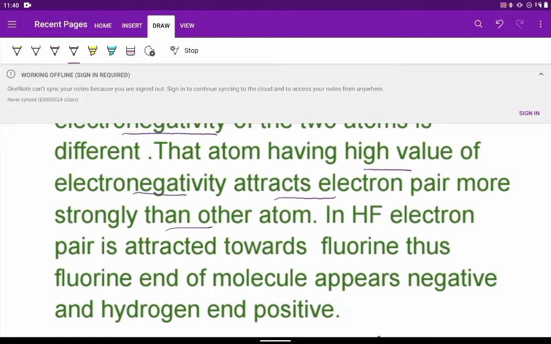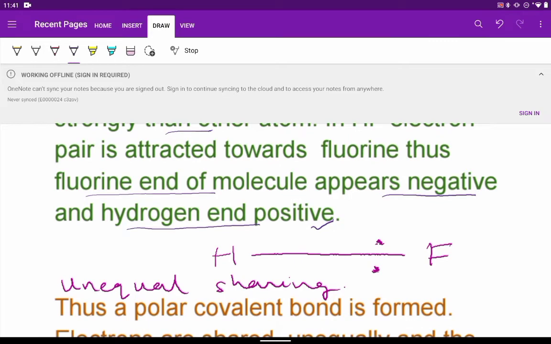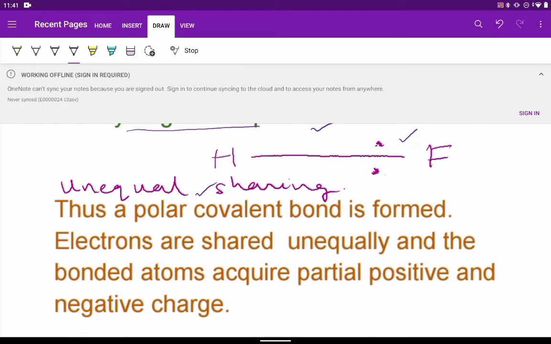So in this way what happens? The fluorine end of the molecule will develop a negative charge because the shared electron pair has moved towards fluorine, and the hydrogen end will develop a positive charge because the electron pair, as we can see in this diagram, this is the electron pair, it has shifted towards fluorine. So fluorine will develop a negative charge. There is unequal sharing of the electrons which we find here. So here we can find that a polar covalent bond is formed.